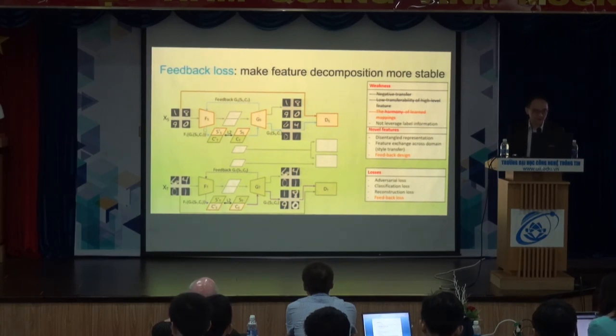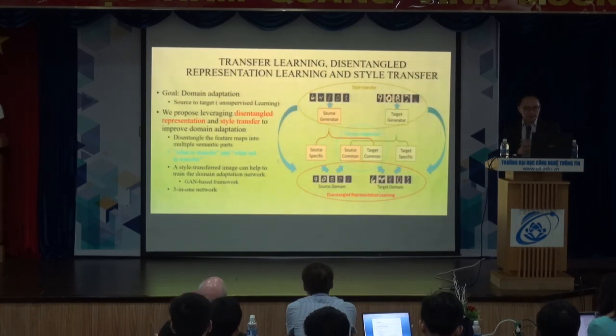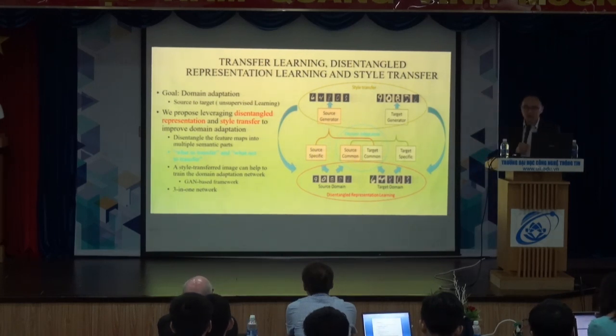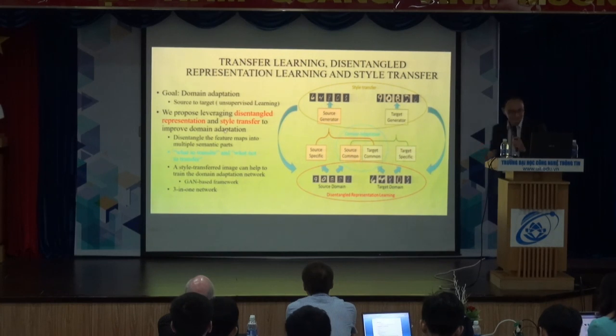So this feedback loop can help make the whole training system more robust and try to connect the style transfer and the disentangled representation. So finally, we propose this framework, a 3-in-1 framework, combining domain adaptation, style transfer, and disentangled representation together, and make the domain adaptation more robust.